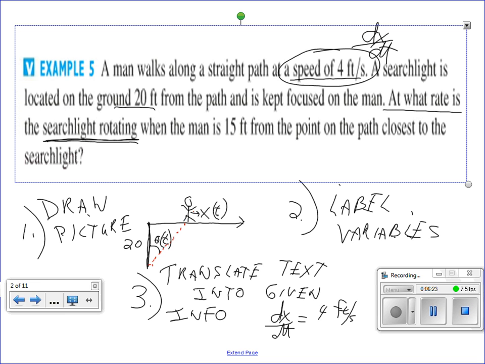They also tell me something about when x is equal to 15 feet, so they want this to be 15 feet when I measure this. What do they want? At what rate? What are we trying to find? This is what we're trying to find: d theta dt.